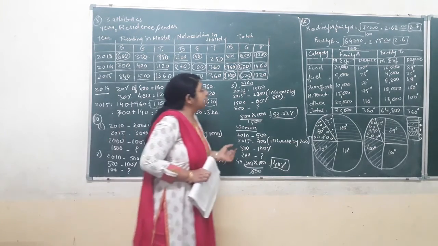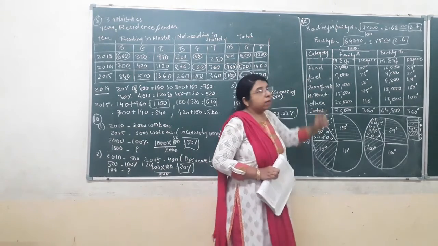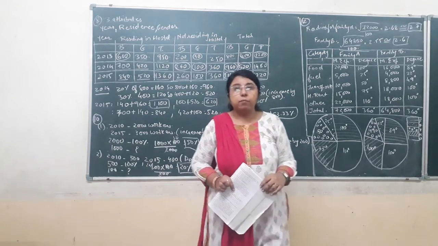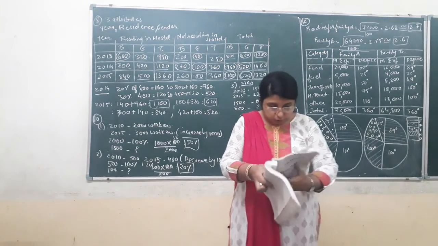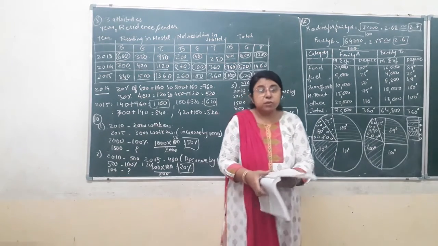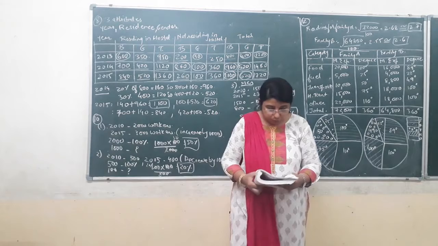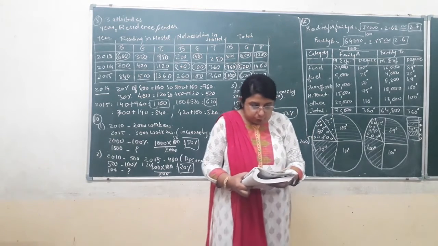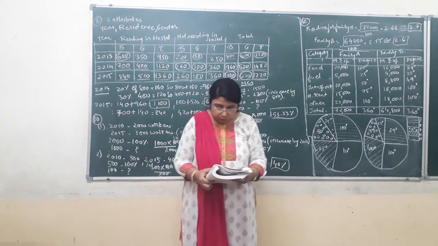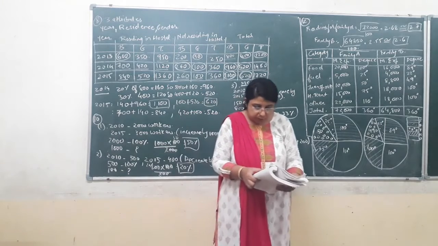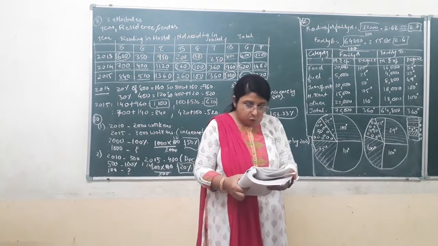Okay. Now after completing the 10th sum, the next sum that I have chosen is the 12th sum of the same section, that is section E, on page number 64 of your textbook. Let us read that question first of all. Information regarding the average monthly expense in rupees of two families is as under. Present it through a pie diagram.